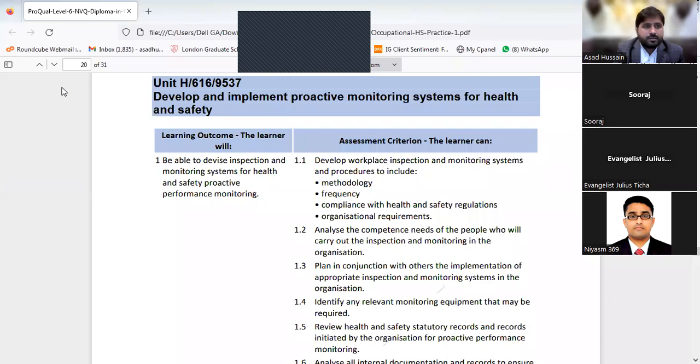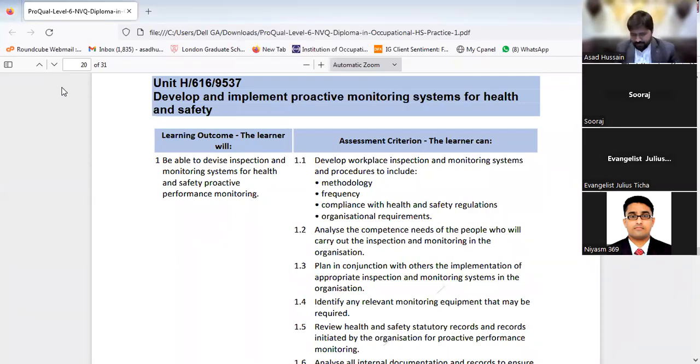I'm just going to start Unit 6. Okay, today our topic is the ProQual Level 6 NVQ Diploma in Occupational Health and Safety Practice. The main topic we will discuss today will be Unit 6 of this diploma program, and the name of the unit is Develop and Implement Proactive Monitoring Systems for Health and Safety.